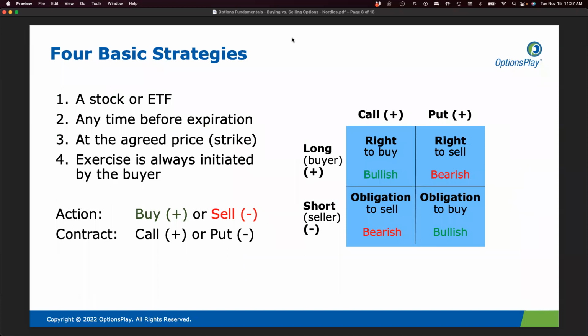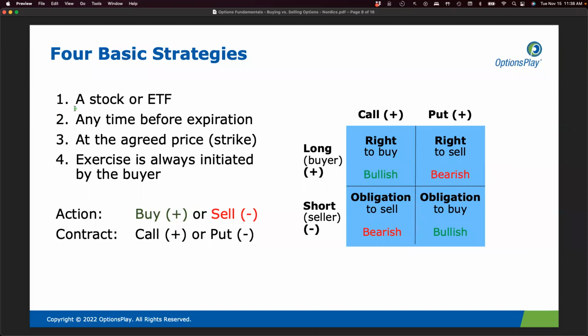So let's talk a little bit about the 4 basic strategies for options. Now, remember, you have a call or a put option, and you can either be a buyer or a seller of a call or a put option, which means that there are 4 possible strategies. Now, the best thing to use is a T-chart to remind us of the rights that you have as a buyer, which is the right to buy or a right to sell for a call or a put, or the obligations that you have as a seller, which is the obligation to sell or the obligation to buy. And it's always the buyer that initiates the exercise of the option.